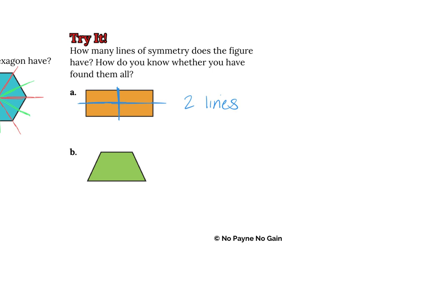All right, B, I only have 1 line of reflection, and it is directly down the center. Okay, again, I can't reflect it diagonally because it's not going to give me the same image. As we can see, this angle is a lot larger than this angle. I'm not going to get that same image. Likewise, I cannot reflect it across a horizontal line because the top is a lot smaller than the bottom.